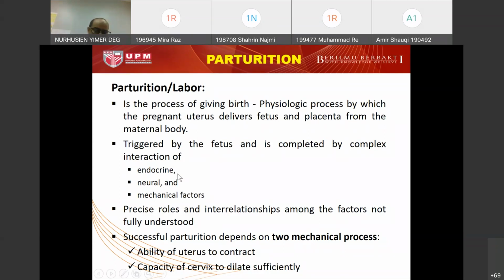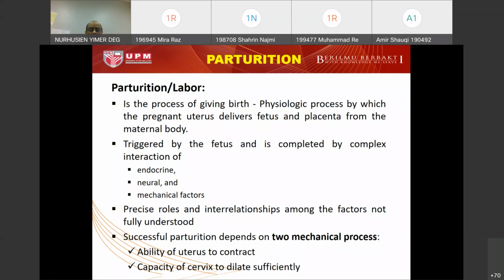So even though we know that the endocrine system, the nervous system, and the mechanical factors are involved, it is still not completely understood how those different parts of the body system come together or how they interact with each other to end up with a successful parturition at the end of the day. So the whole story is not very well understood, but there are scenarios and theories behind how this process is completed. We will discuss that to the level of the scientific understanding at the moment.